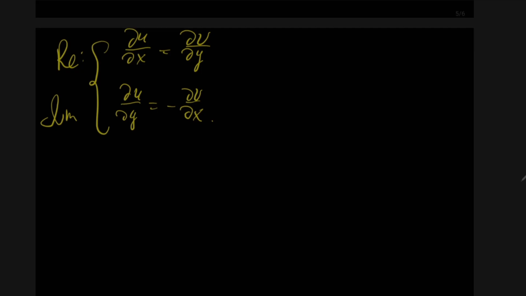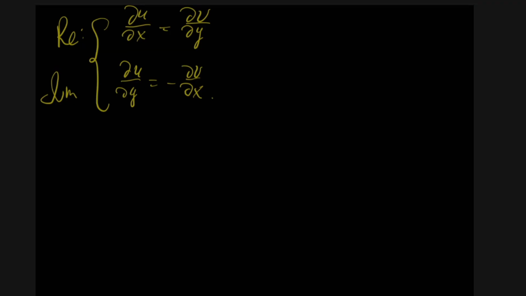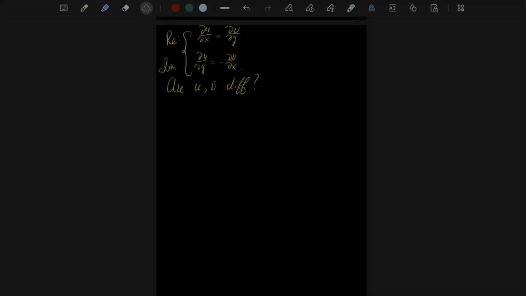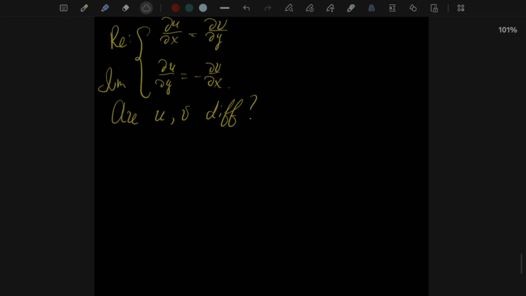But we still need to prove that u and v are differentiable. So let us have a look at the differential of f at point z0. Okay, we have proven the Cauchy-Riemann equations, and what we are left with is the task to prove that u and v are both differentiable functions of two real variables, arguments.